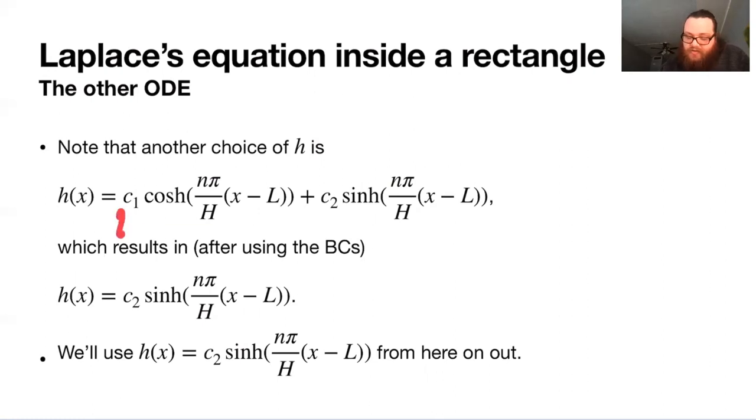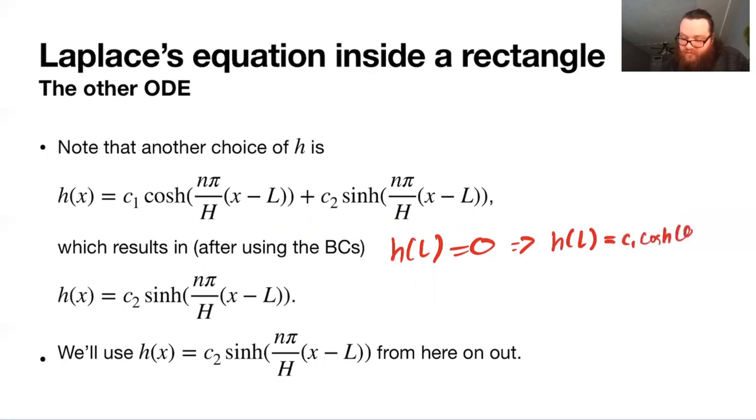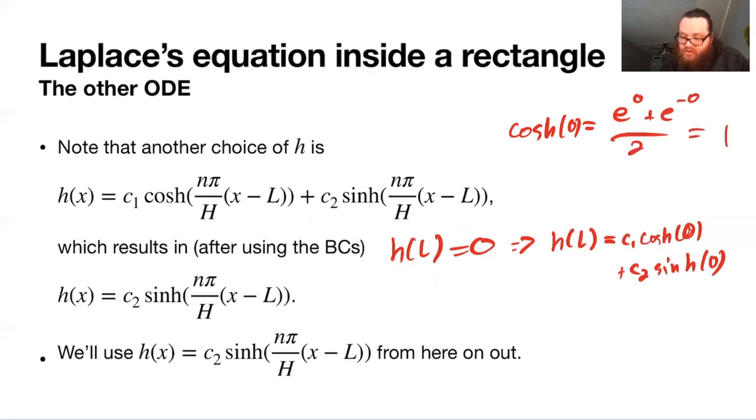But the nice thing about using this expression is that things are now in terms of where they are relative to L. In particular, the boundary information h of L is equal to 0. Well, plug in L here and here. So h of L is C1 cosh of 0 plus C2 sinh of 0. Cosh of 0 was e to the 0 plus e to the minus 0 over 2, which is 2 over 2, which is 1, whereas sinh of 0 was e to the 0 minus e to the minus 0 over 2, which is 0.